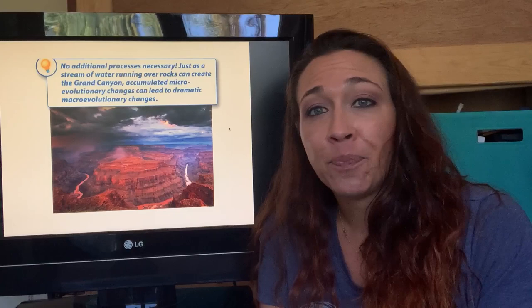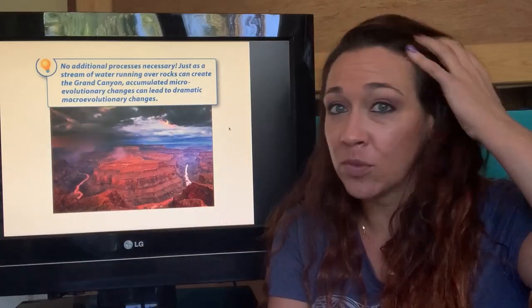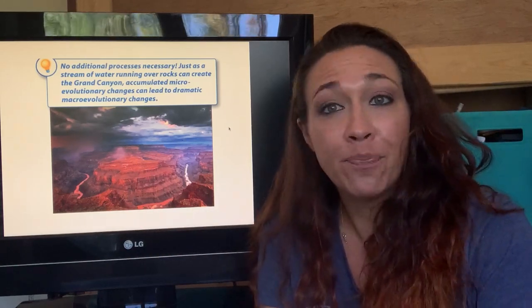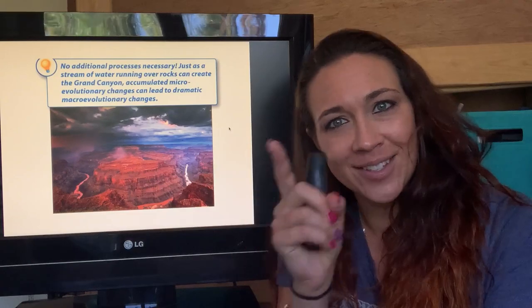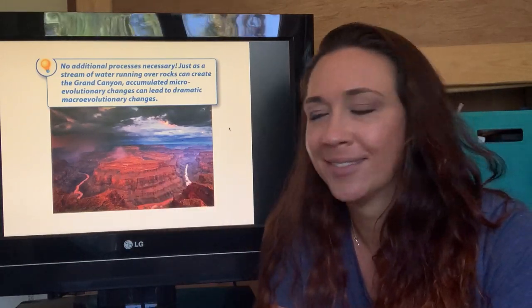Like the fact that we are mammals and whales are mammals. We look totally different than whales. We live totally different than whales. That's macroevolution. That's way harder to see, but not impossible. You just have to look at all the intermediates to get us from monkeys to whales. It's crazy.